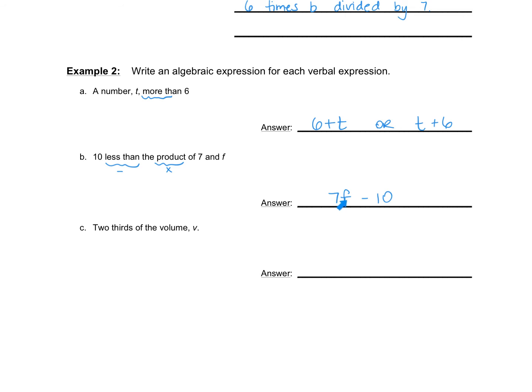We could either show it like this or with parentheses, but this is the ideal way when you have a number and a variable touching. Remember, this is called the coefficient. A good thing to remember is that when you see where it says less than or more than, these terms here, like t and 6, they switch spots, just like 10 and the product of 7 and f, they switch spots.